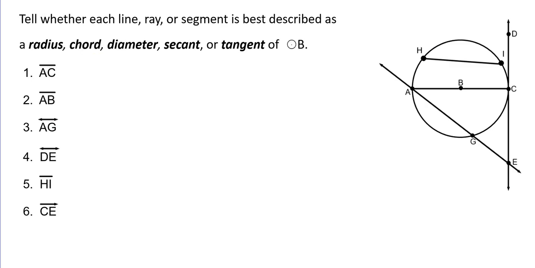So looking at this diagram, we can classify each of these parts of the diagram as either a chord, a radius, a diameter, a secant, or a tangent for circle B. So B is the center of that circle. So the first one asks us what AC is. AC is here. It's a chord inside the circle, and it contains the center, so we call that a diameter. The next one, from A to B, that would be from the center to the edge of the circle, so we would classify that as a radius.